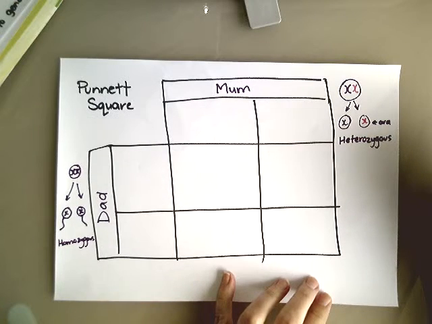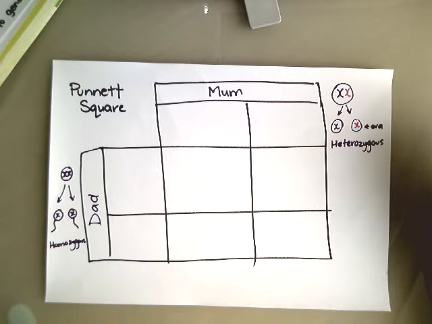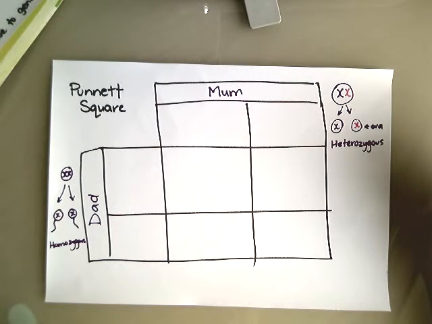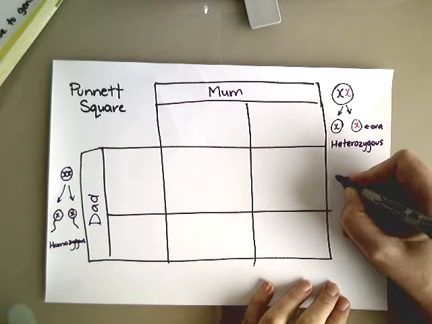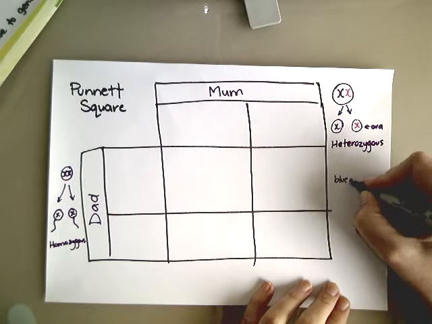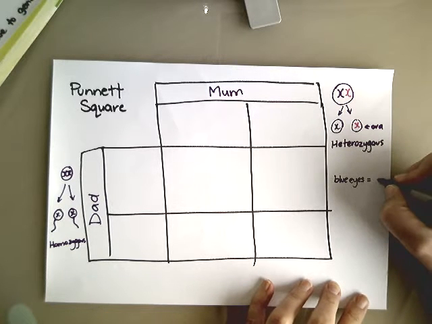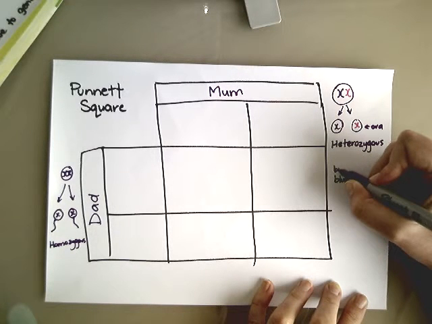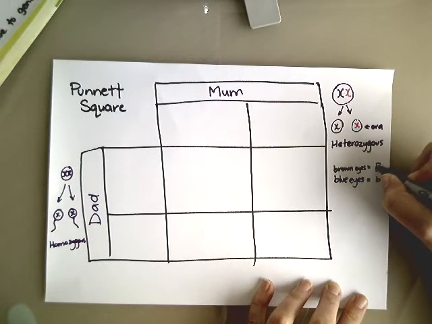So in this case, we're going to look at a simple eye colour. Let's call it eye colour. Now, this is a very simplified version. So in this case, if the child's going to have blue eyes, they'll actually have the recessive gene. So we're going to call this little b. And if they've got brown eyes, which is dominant, we're going to call that a big B.